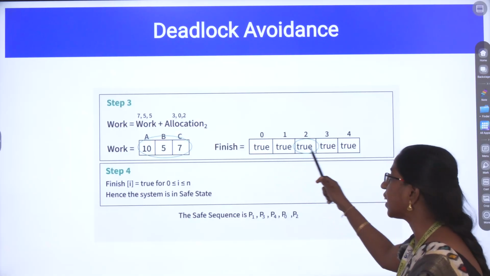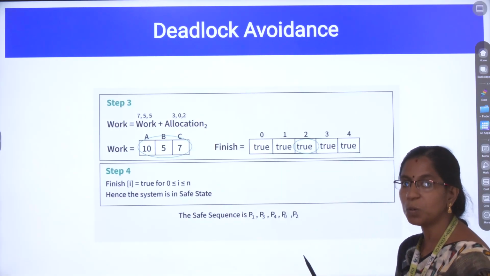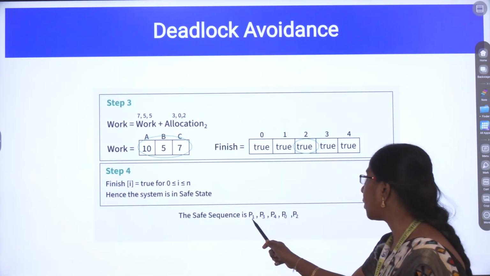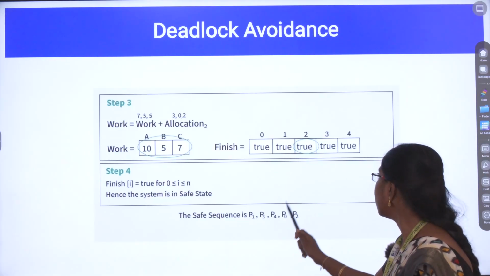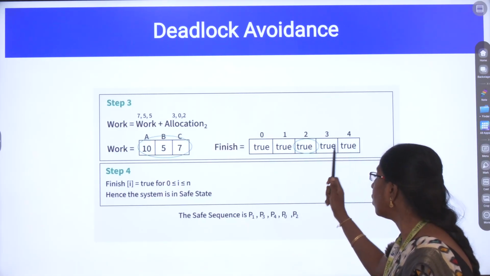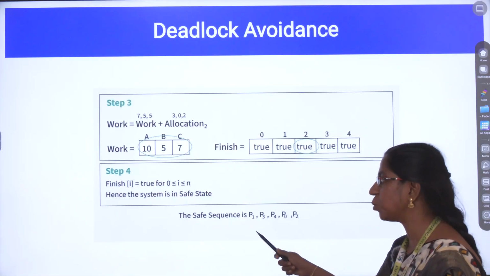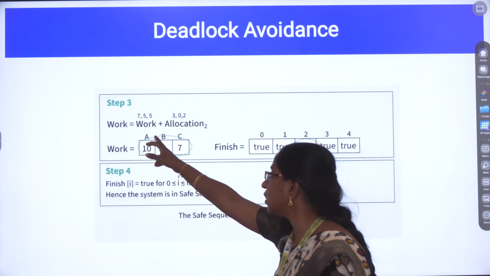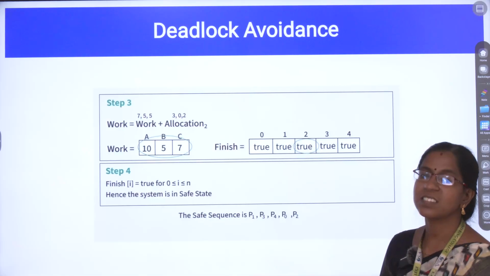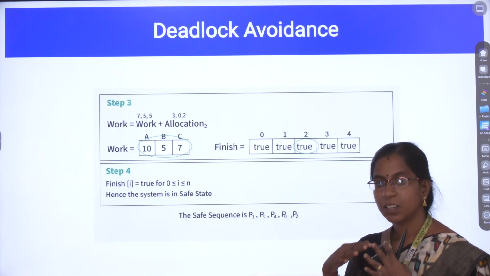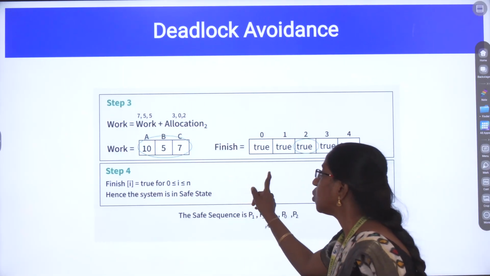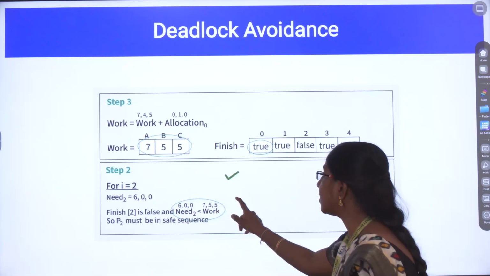So finally all the values are true, and the sequence is P1, P3, P4, then P0 and P2. This is our safe sequence of processes. So this is deadlock avoidance.